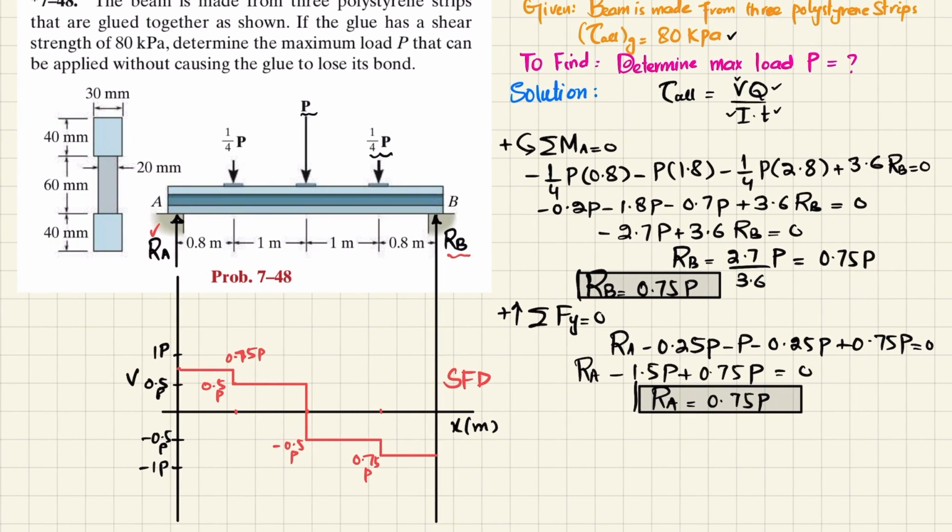So from this shear force diagram, you have the maximum absolute value of shear force as 0.75p. Clear? So we have this value. We will find I for this cross section. So if we find I for this, this is the cross section.